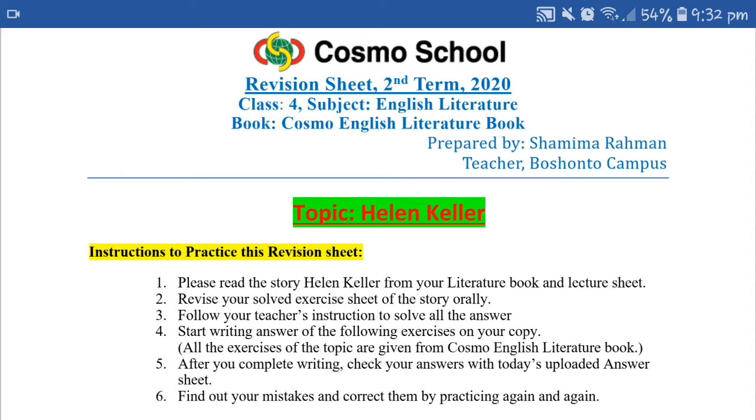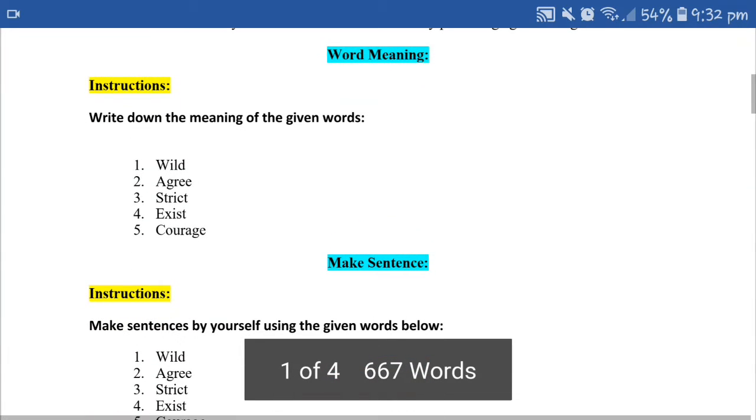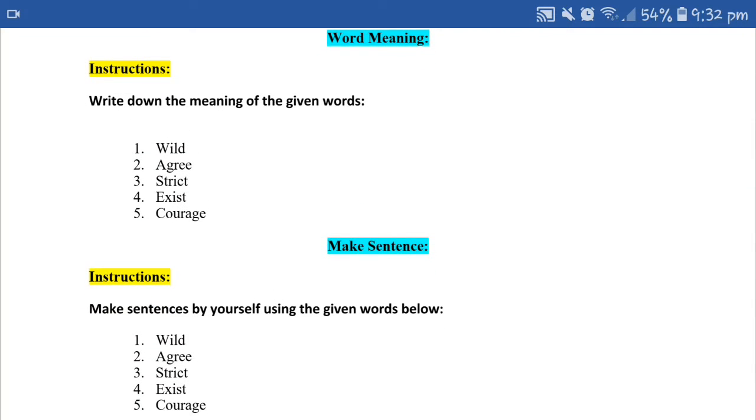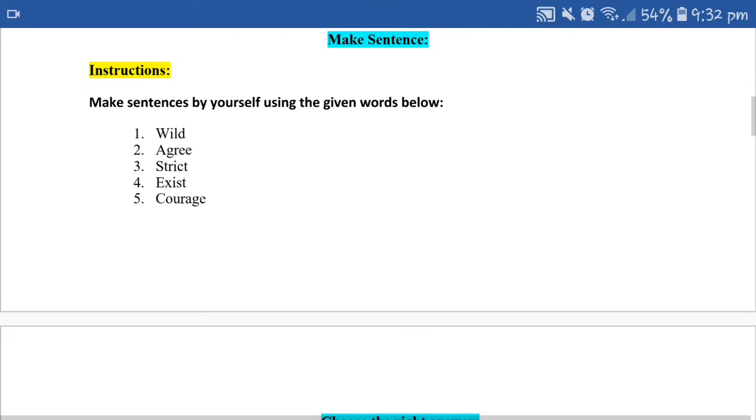Now let's talk about word meaning at first. For word meaning, you have to write the word with the meaning. That means write the word first, wild, put a hyphen, and then write the meaning. About make sentence, you already know. You have to make sentences using these words. Write the word first, then put a hyphen, and then write down your sentence. But you have to do it by yourself.